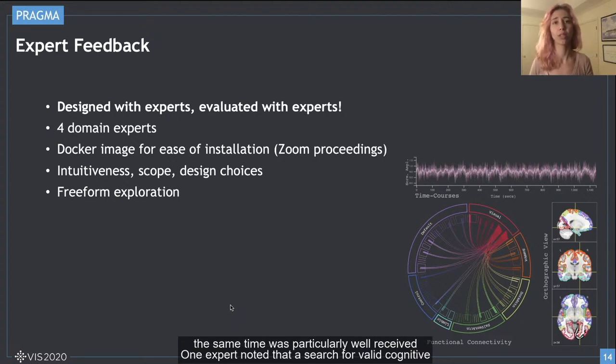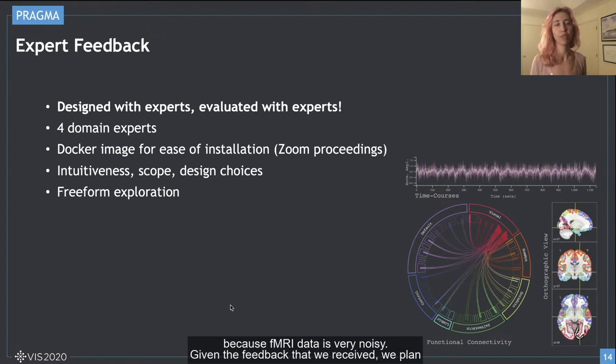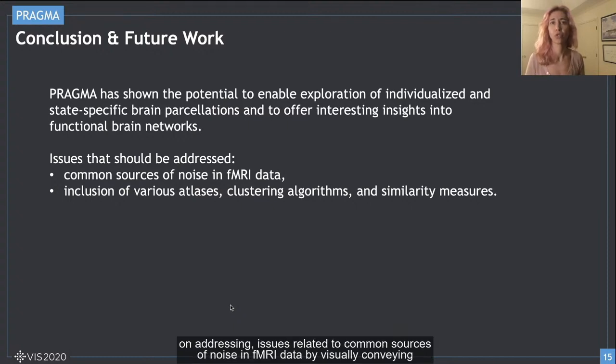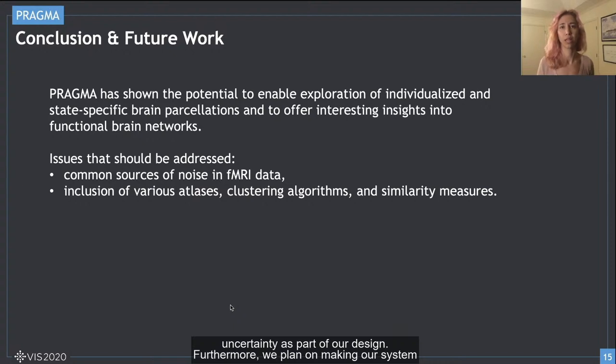One expert noted that a search for valid cognitive relations through single scan analysis was likely to result in inconsistencies, mainly because fMRI data is very noisy. Given the feedback that we received, we plan on addressing issues related to common sources of noise in fMRI data by visually conveying uncertainty as part of our design.